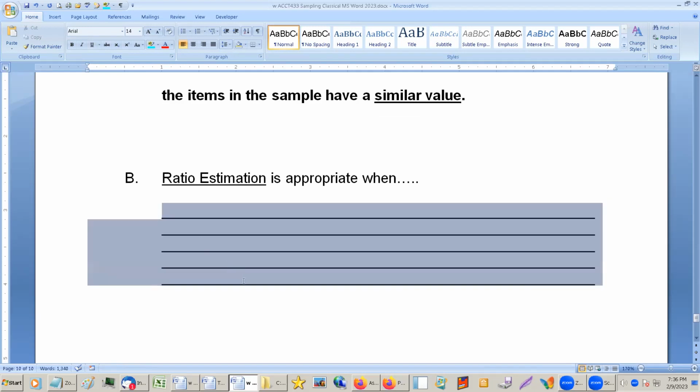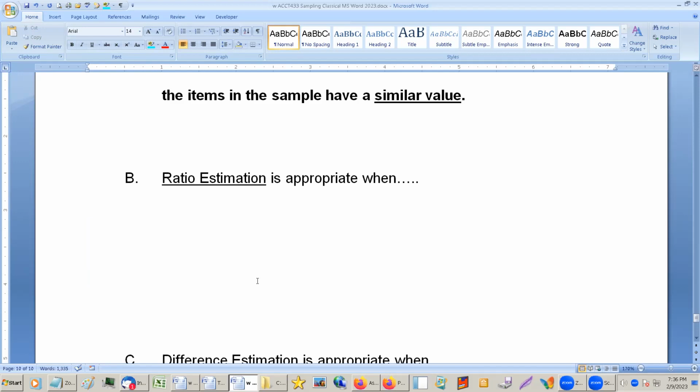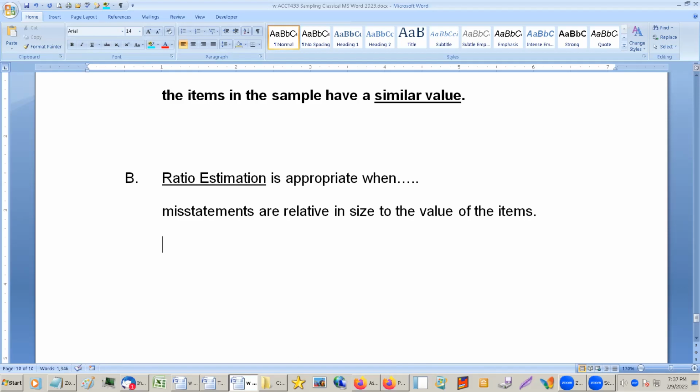Ratio estimation, which I don't know this for a fact, but I think it's probably the most useful one, is appropriate when errors, I shouldn't say errors, I should say misstatements, are relative in size to the value of the item. In other words, large items will have larger misstatements.